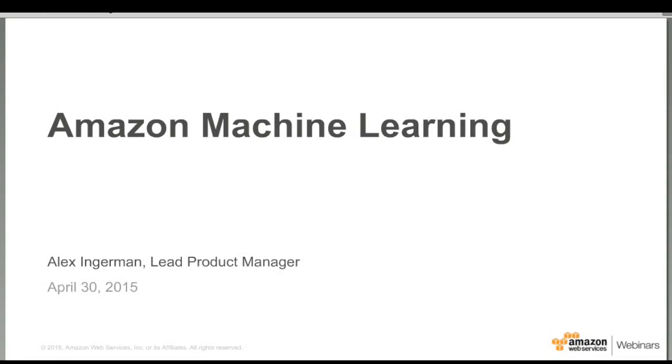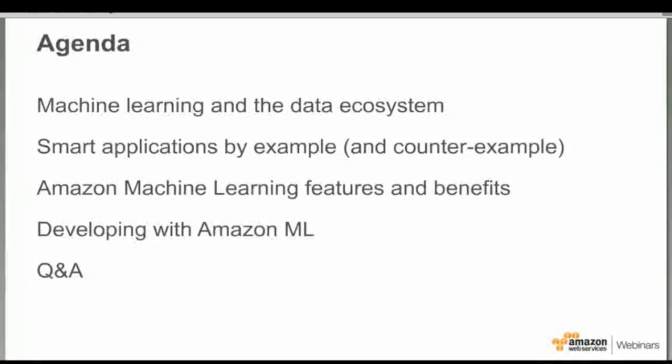Today's presentation is to introduce you to Amazon Machine Learning, the new machine learning platform from Amazon. There are a few things I would like to cover in this presentation. I'll start off by talking about machine learning and its place in the overall data ecosystem. I'll talk about smart applications which are enabled by machine learning technology. I'll give a few examples of smart applications, and I'll also give a counterexample of how to not build or use smart applications. Then I'll jump into the Amazon machine learning product features and benefits.